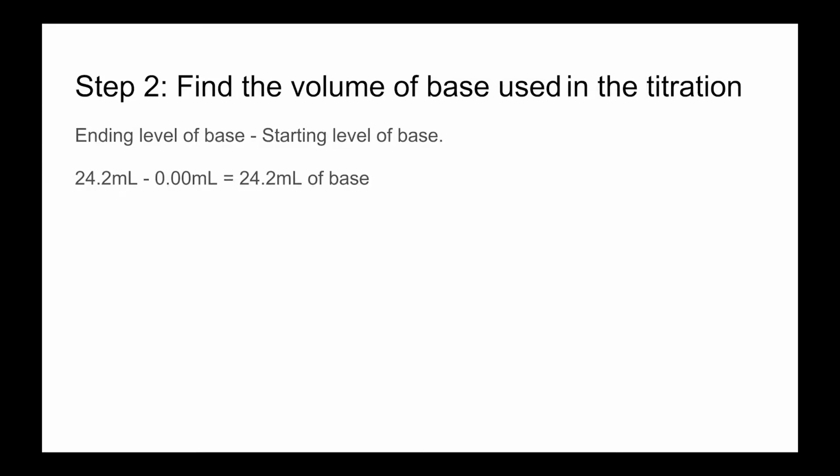Step 2 in the process is to find the volume of the base used in the titration. This is done by subtracting the starting level of the base from the ending level of the base, which is 24.2 milliliters minus 0.00 milliliters, which is 24.2 milliliters of base, which was used in the titration.